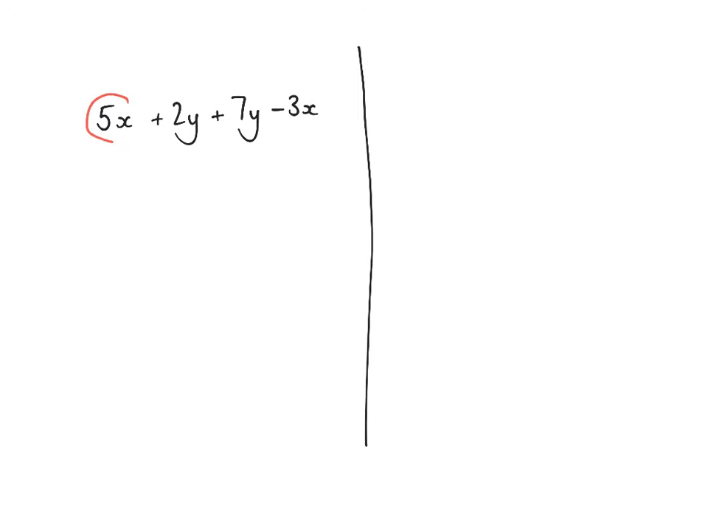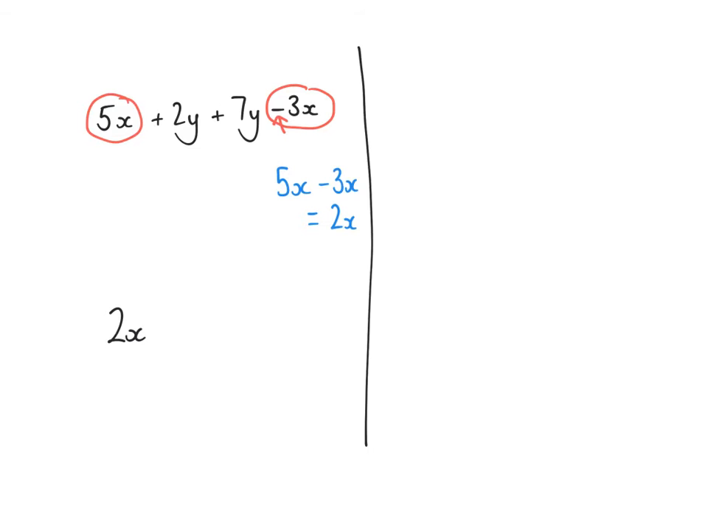Okay, I can see this one and this one. And notice again, I have included the sign for that term when I've circled it. That gives me 5x subtract 3x. I can do that. 5x's, take off 3x's, leaves me with 2x's. So 2x is part of my answer. I have collected my like terms.